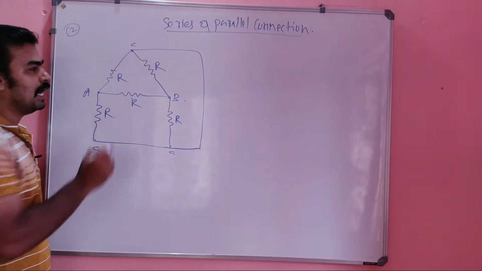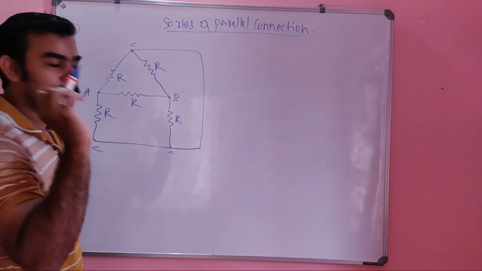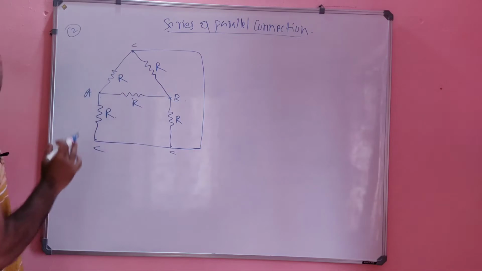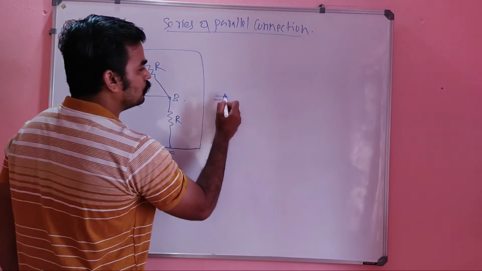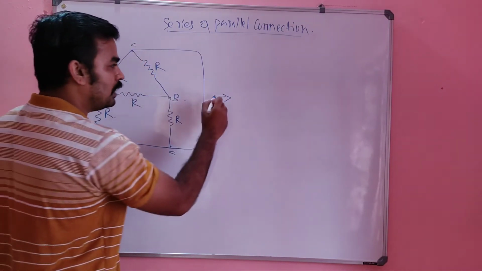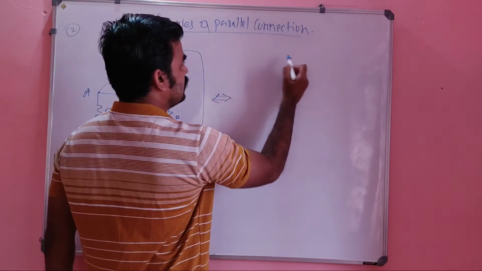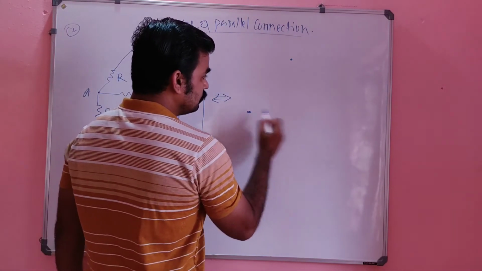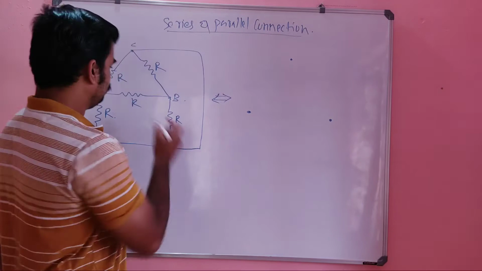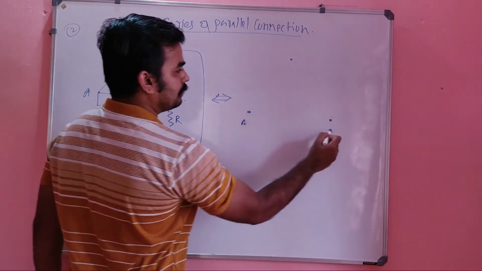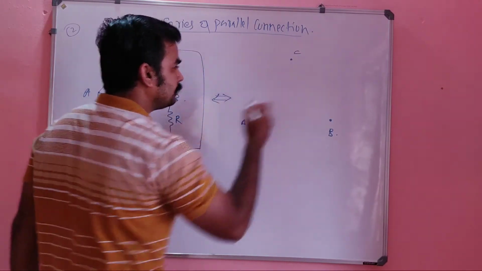So remaining we have only what? 3 points. This complicated figure can be equivalent to what? It is equivalent to a 3-point figure. Let's see one by one. So I have marked this as A, B and C.